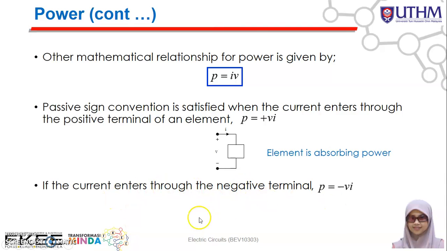Okay, so if you have the current going in from here and coming out from here, it means that it enters the negative terminal and comes out from the positive terminal. So P is equal to negative IV. When your P is negative, it means that the element is supplying the power.